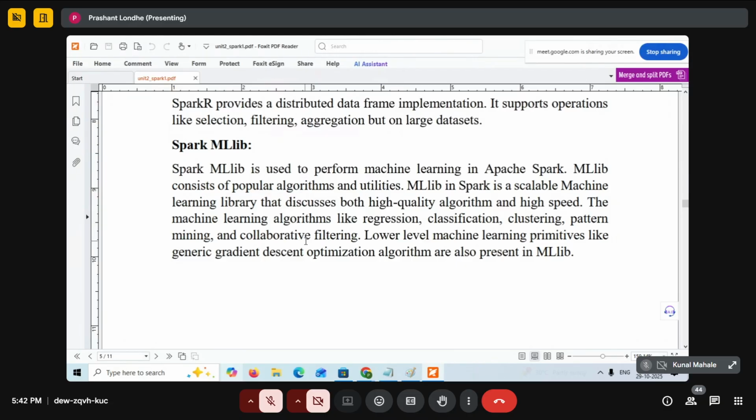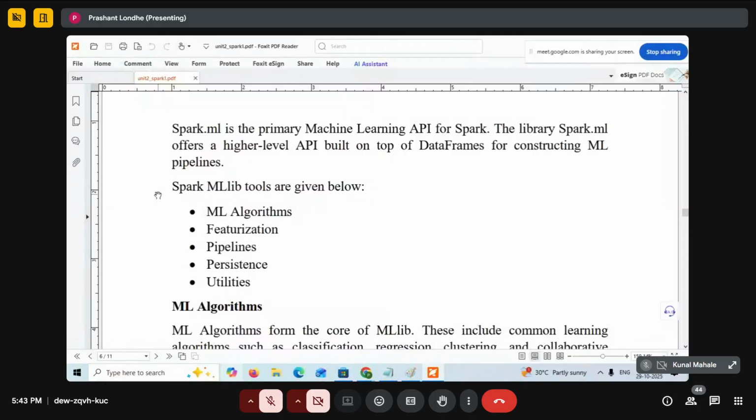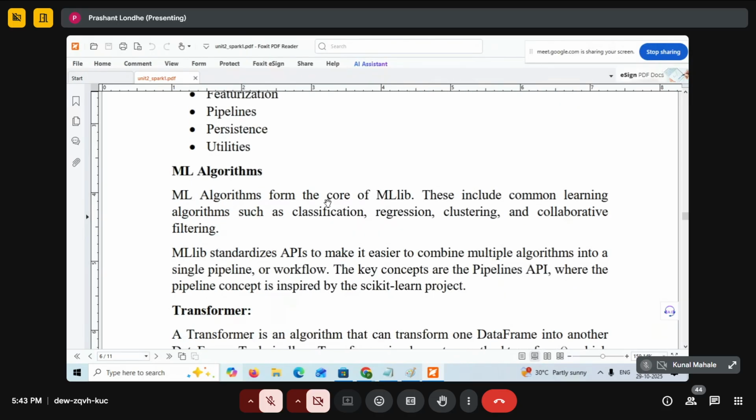If you want to predict future data, you will go for prediction. If you want to convert discretized data into a continuous format, you will go for regression. If the data has a certain kind of sequence, then you will go for pattern mining or collaborative filtering. So accordingly, you follow the respective algorithm as per your requirement. These are the MLlib tools: the algorithms, featurization, pipelines, persistence, and utilities. Now, in the case of algorithms, we have two concepts.